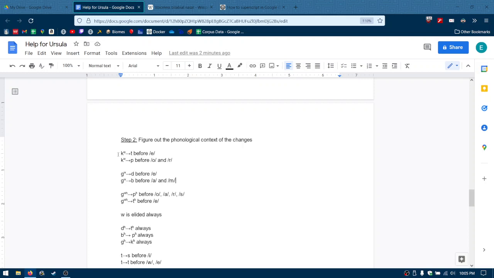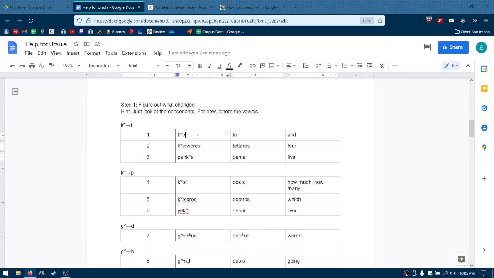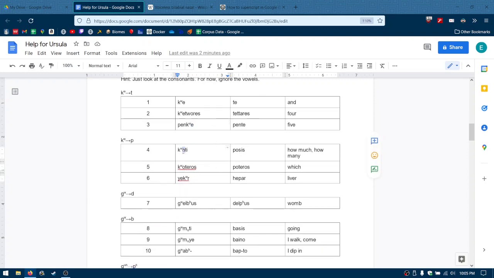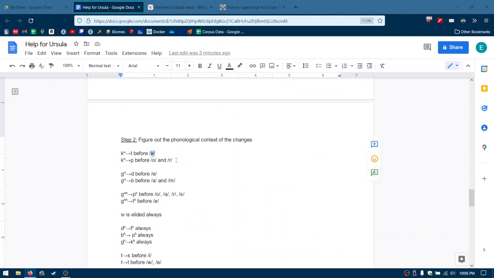Okay, so I've written some stuff down. I am saying KW turns into T before E, and KW turns into P before O and R. Okay, let's look. So you can see I'm not looking at this. I don't care about what it changed into. I just care about what it was originally. Originally, every time it came right before E, it turned into T. And every time it came before O or R, it turned into P. Okay, so that's what I wrote. I wrote, it turns into T before E, and it turns into P before O or R.